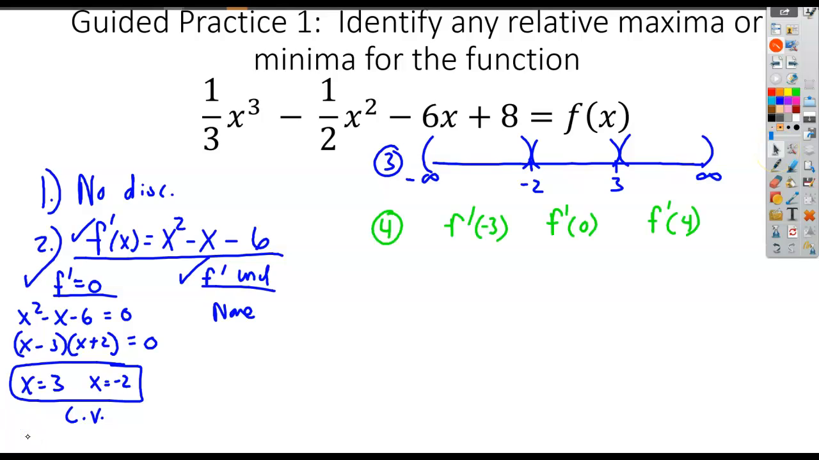Okay, so step 4 is to just pick a number from each interval. So I chose -3, 0, and 4. Now, if you didn't pick those, that's okay. It doesn't matter what numbers you picked. So just go with what you picked. It's totally fine. All right, let's go ahead and move on into step 5 at this point. Pause the video and do step 5.